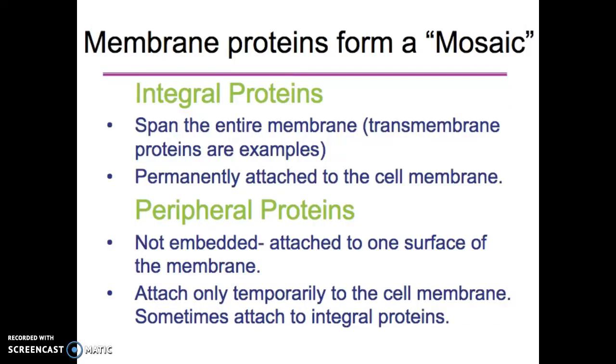So the proteins that make the mosaic of our fluid mosaic model, there's a couple different types. We have integral proteins, and we have peripheral proteins. Integral proteins will go through the whole membrane, okay? And they're permanently attached to the cell membrane. Peripheral proteins, on the other hand, are not embedded, meaning they're only attached to one surface. It can either be the exterior surface or the interior surface, but they're not embedded. They don't go all the way through. And so oftentimes they will attach only temporarily, and occasionally they'll attach to integral proteins.